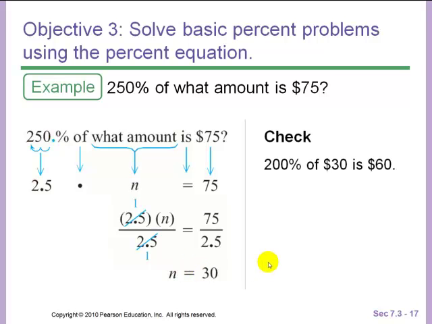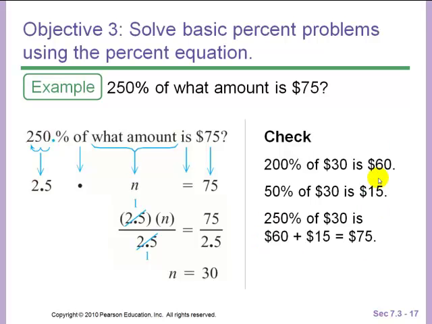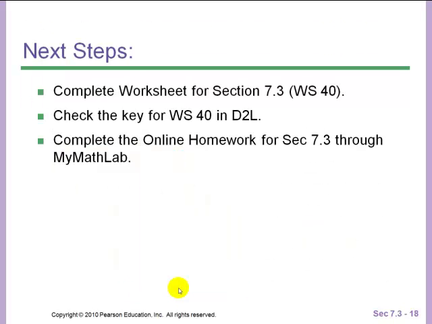Again, we can check this. 200% of 30 would be 60. 50% of 30 is 15. If you add these, you get 250%, and if you add these, you get 75. So our answer is reasonable. N is 30.